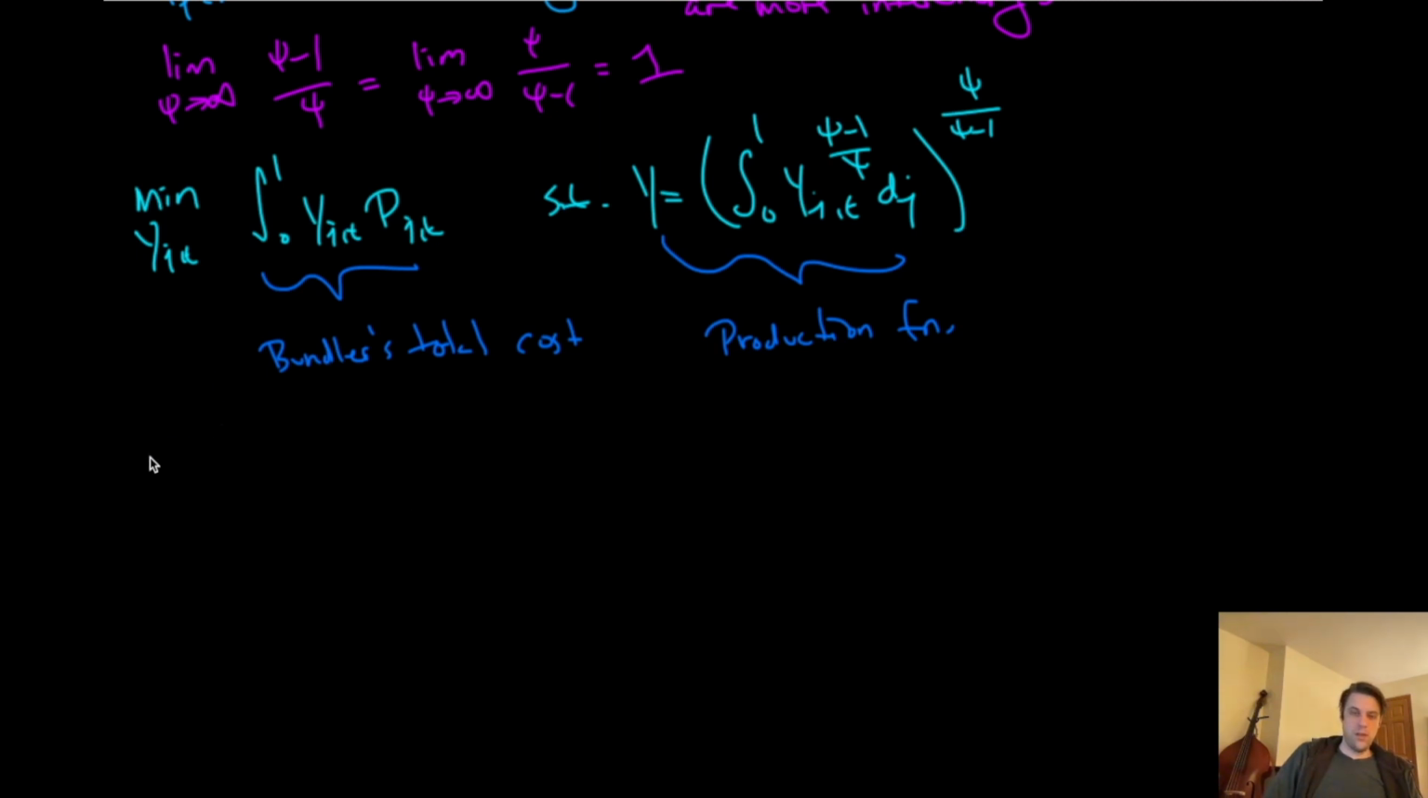Have a go. I want to point out, you can of course do this problem the other way. We could also do a profit maximization. We could maximize profits, which will be the amount that's actually sold, which is YT, times the price of the bundler's good, which is PT, minus their total costs, which is the integral from 0 to 1 of YJT PJT. And we know these two problems are equivalent.